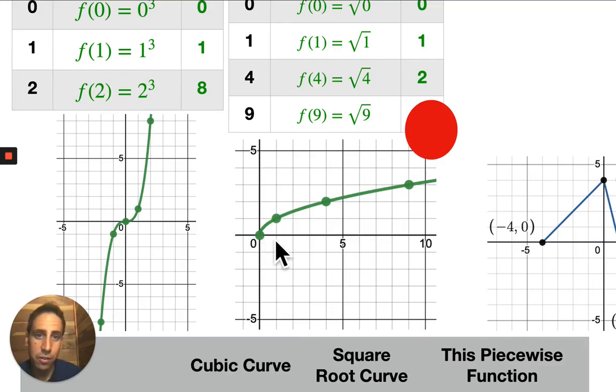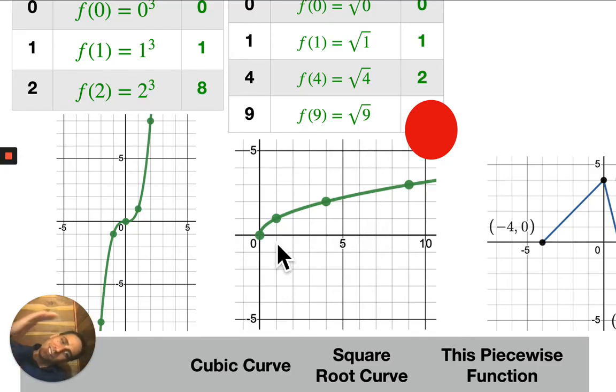You start at 0 and you can take square roots of any positive number you want. Positive 9 is easy, that's 3. Positive 4 is easy, that's 2. Positive 1 is easy, that's 1. And you connect the dots and you get this kind of sideways parabola. The parabola is definitely sideways like this.